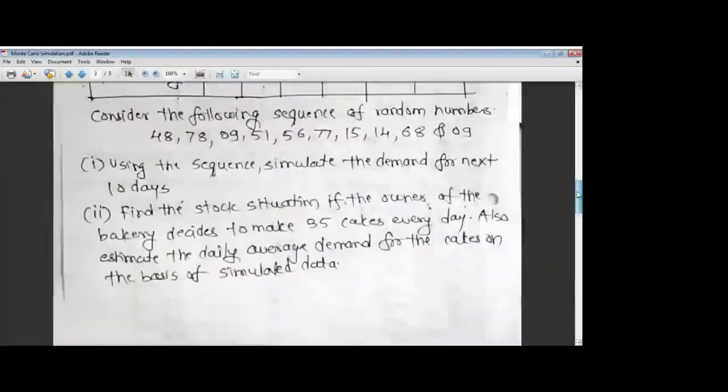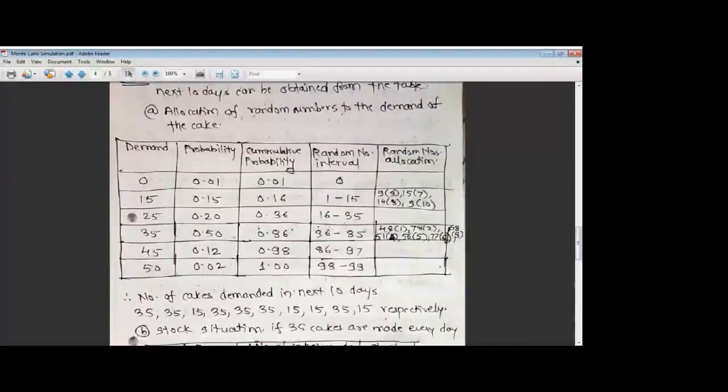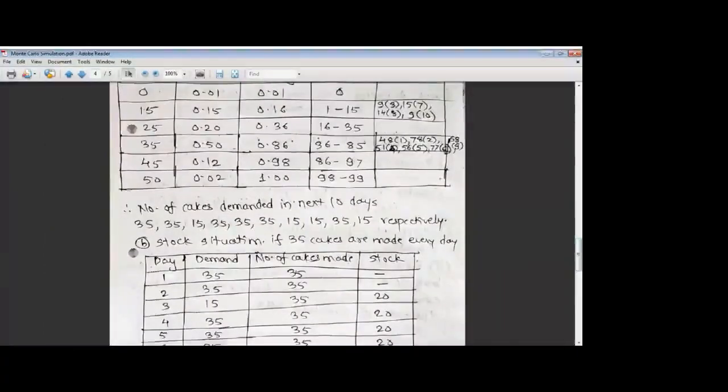Right. Next random number is 51. The 51 falls in this particular interval, 36 to 85. I put it here and placed this 51 in bracket 4. Next we have 56. 56 again lies in 36 to 85, and I put it here.